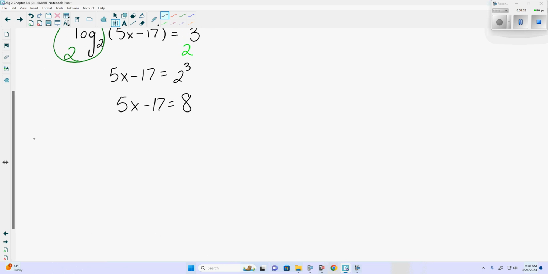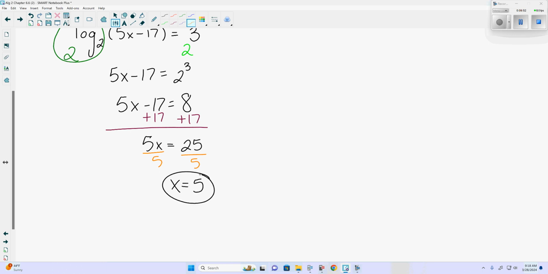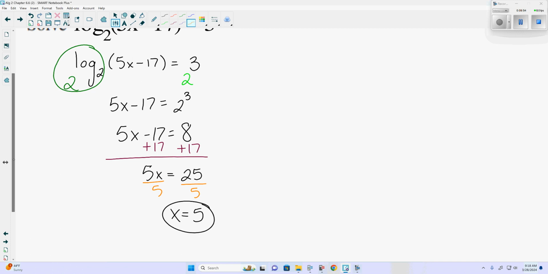We would add 17 to both sides, and we can indeed add them together. 17 plus 8 is 25. Divide by 5. So these here, we do need to actually calculate it all the way out, because we get a nice value. It works out.